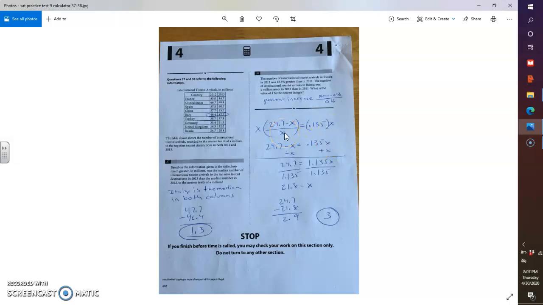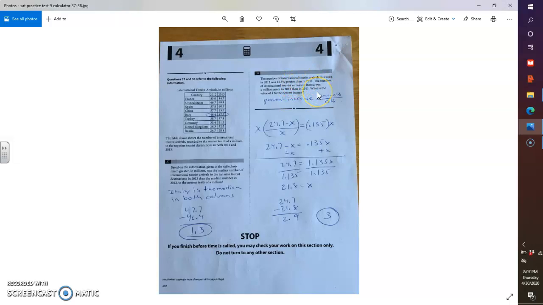Whenever we have a fraction, we multiply both sides by the denominator to get rid of the fraction. So now we're left with 24.7 minus x equals 0.135x. Add x to both sides. We have 24.7 equals 1.135x, and then we divide by 1.135 on both sides, and we're left with 21.8.